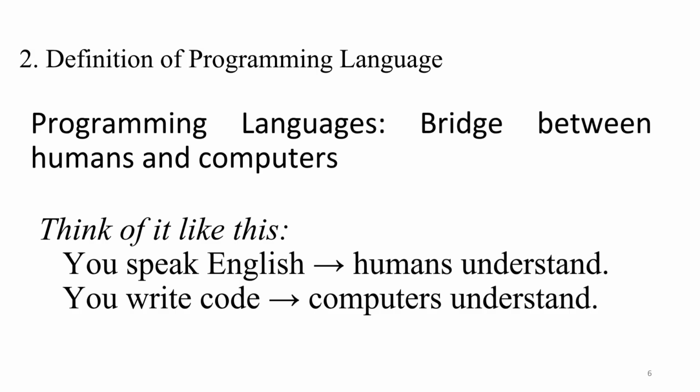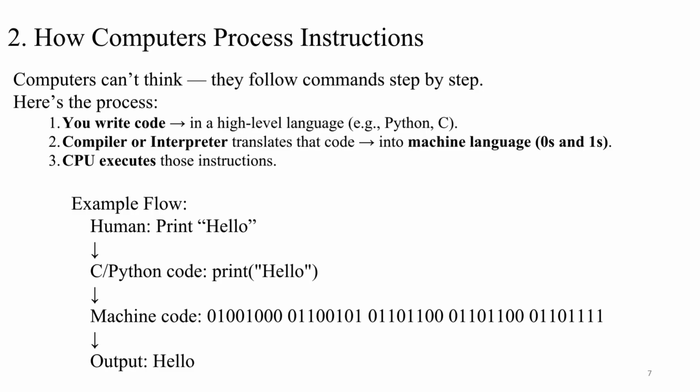Computers don't understand human language. They only understand machine language, zeros and ones. That's why we use programming languages like C or Python. They act as a bridge between us and the computer. When you run a program, the computer follows your instructions step by step. First, the code is translated into machine language by a compiler or interpreter. Then the CPU executes it, producing the result you see.